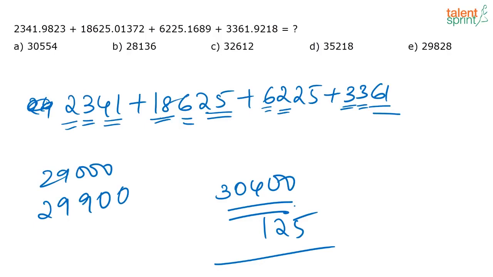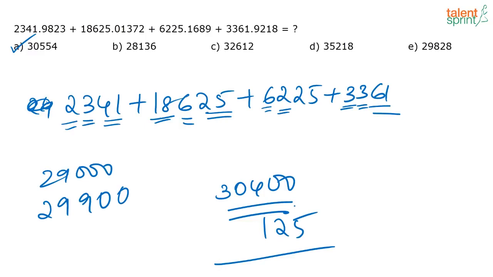Which is the only option that is so close? That is going to be option A, that is 30,554. Is it clear to all of you how I did it? As I said, take only approximate calculations here. Don't go in for the exact value. This I did by split and merge.